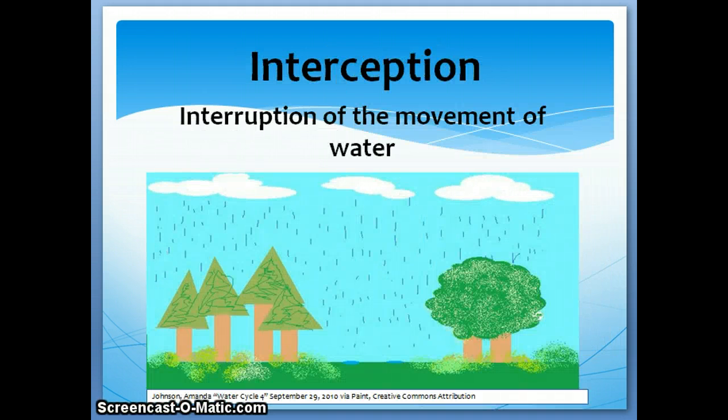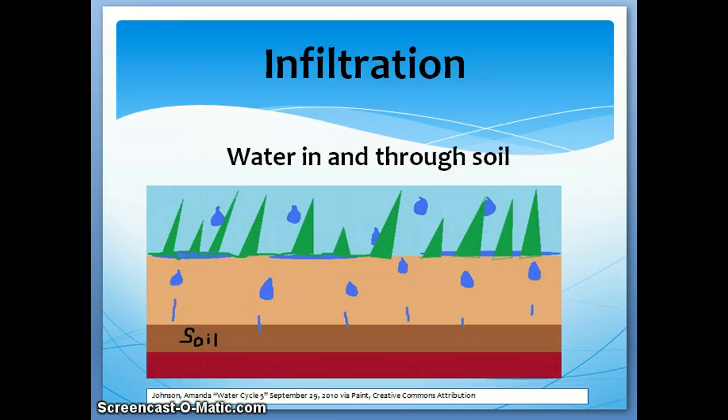As water falls from the sky, it is intercepted. The interception process of water is when the movement of water is interrupted by vegetation or anything else that is on the surface of the earth. But eventually, water will infiltrate the soil. This is the next stage.